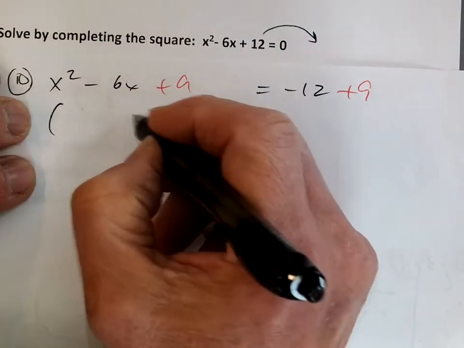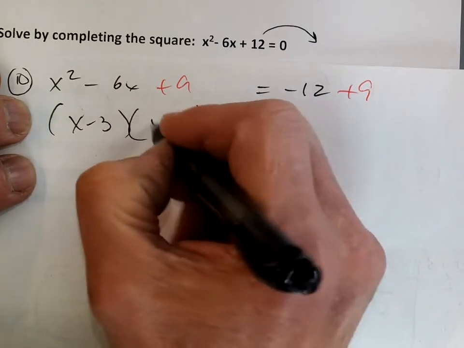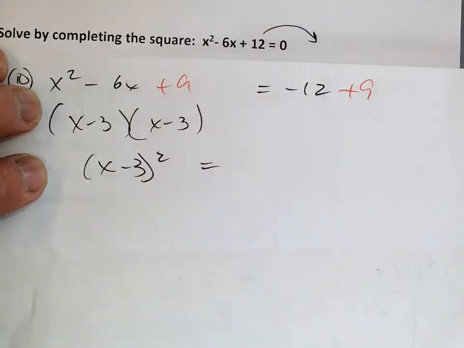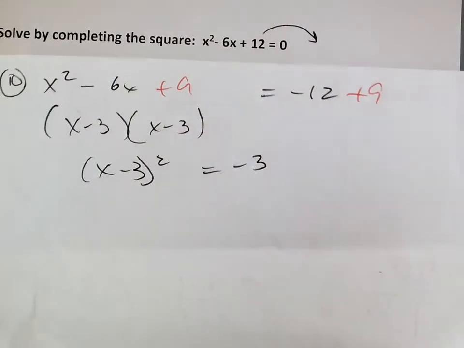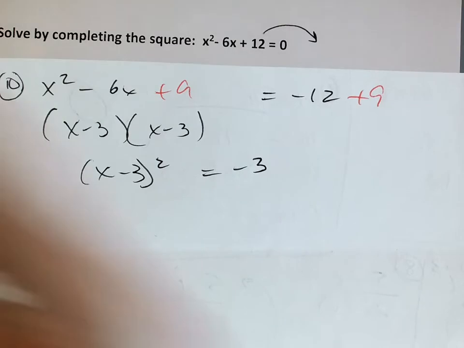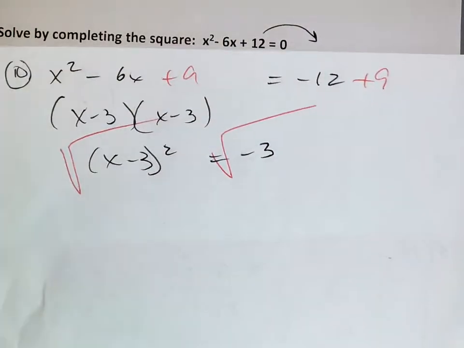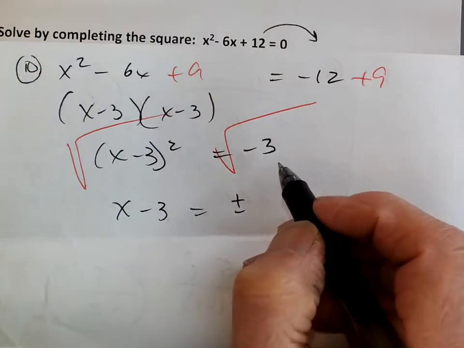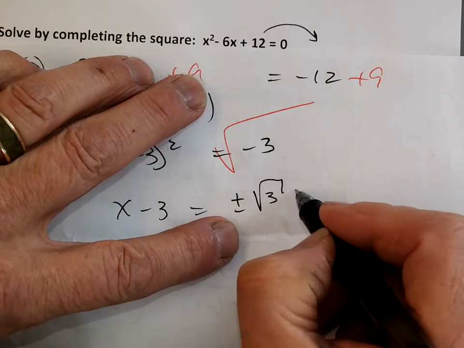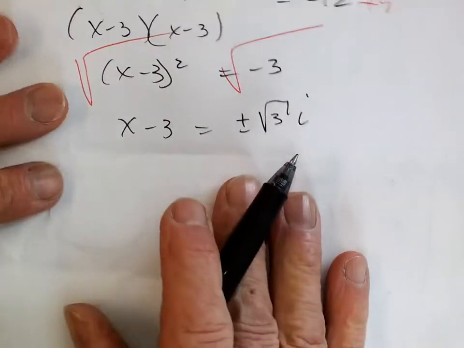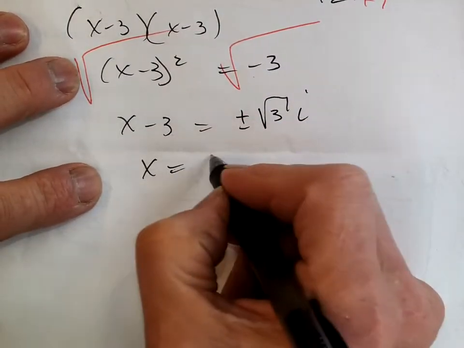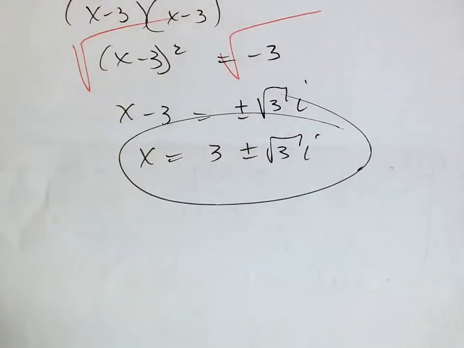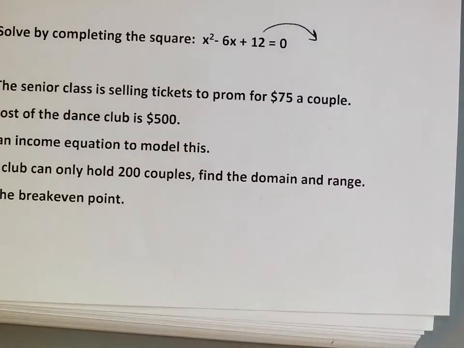Now let me factor this. x minus 3, right? Which is really x minus 3 squared. I like that. Equals -3. Okay, no problem. So then I'm going to square root both sides. And I'm going to get an x minus 3 is equal to plus or minus, two answers, the square root of 3i. And I got the i because it's the square root of a negative number. And I'm just going to add the 3, and I get 3 plus or minus the square root of 3i. Boom! There we go.